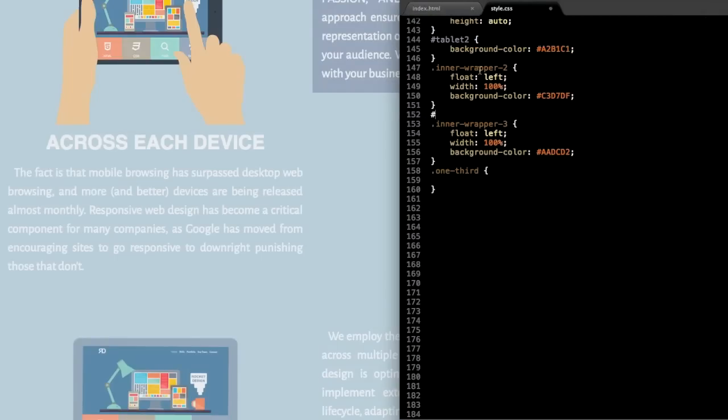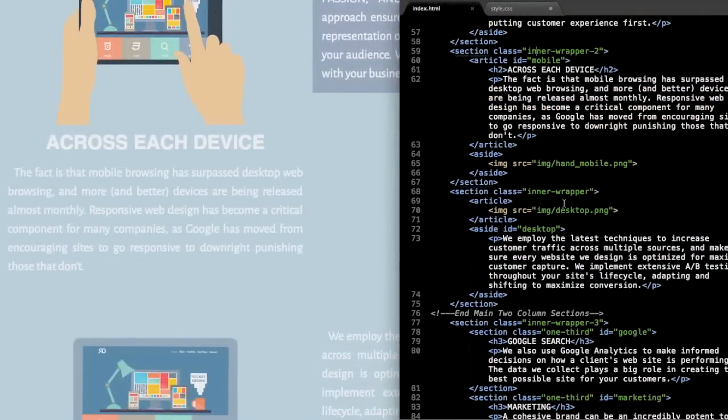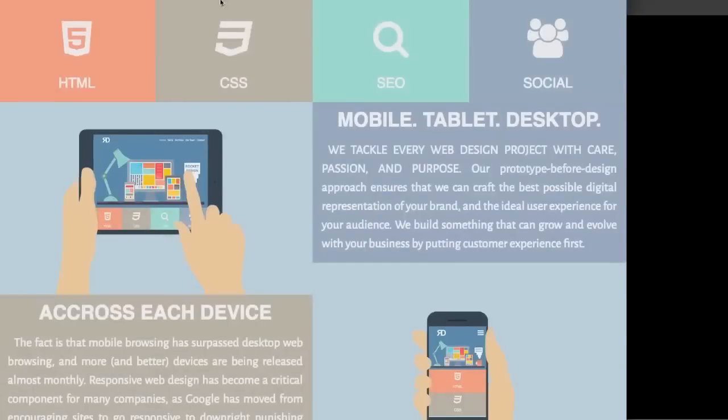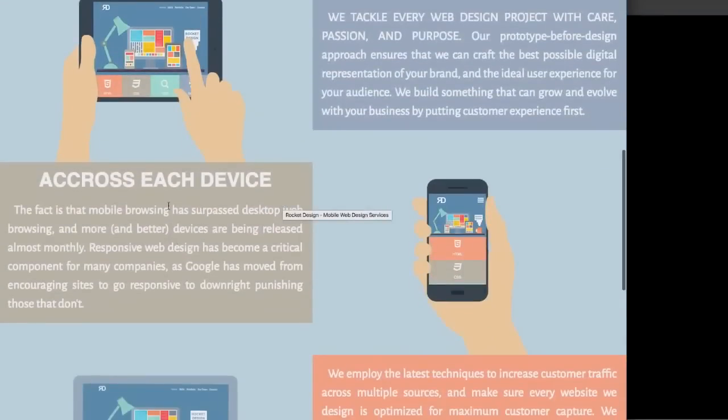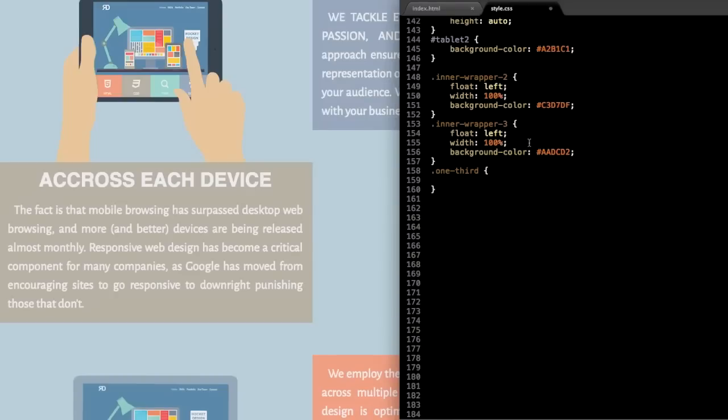Okay, so just beneath the tablet 2 style there, the tablet 2 ID, let's start with the mobile ID, and then we'll do the desktop one. So mobile here for the article, and then desktop. So this is gonna just give some color to the backgrounds of the text sections here next to the images.